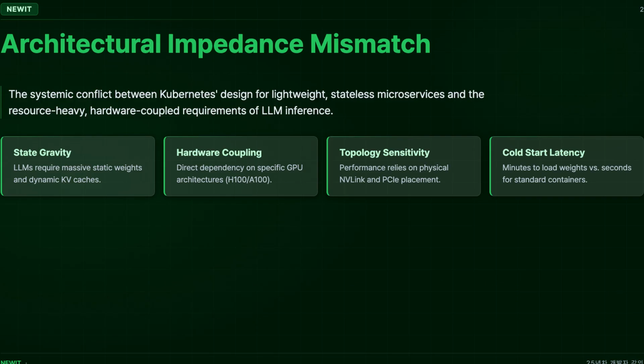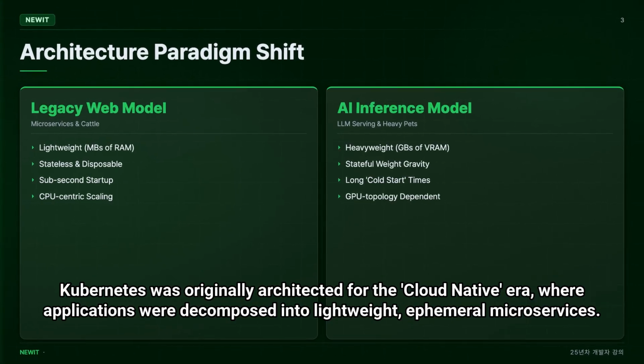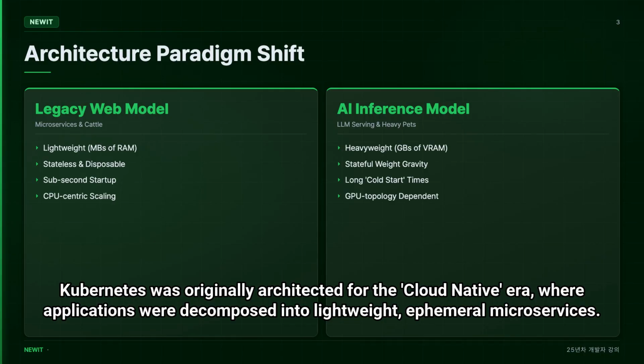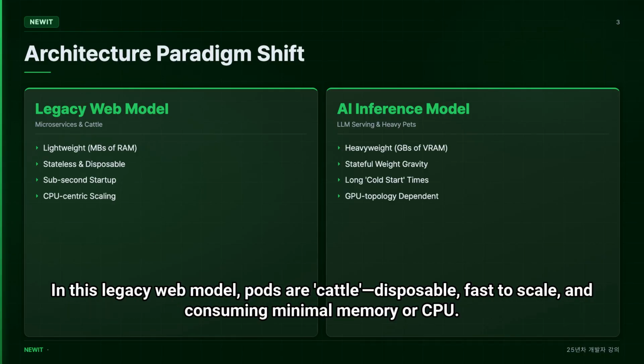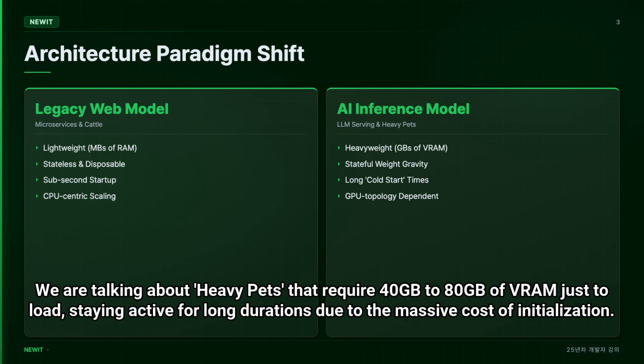Kubernetes was originally architected for the cloud-native era, where applications were decomposed into lightweight, ephemeral microservices. In this legacy web model, pods are cattle: disposable, fast to scale, and consuming minimal memory or CPU. However, a modern large language model container is the complete opposite. We are talking about heavy pets that require 40 GB to 80 GB of RAM just to load, staying active for long durations due to the massive cost of initialization.